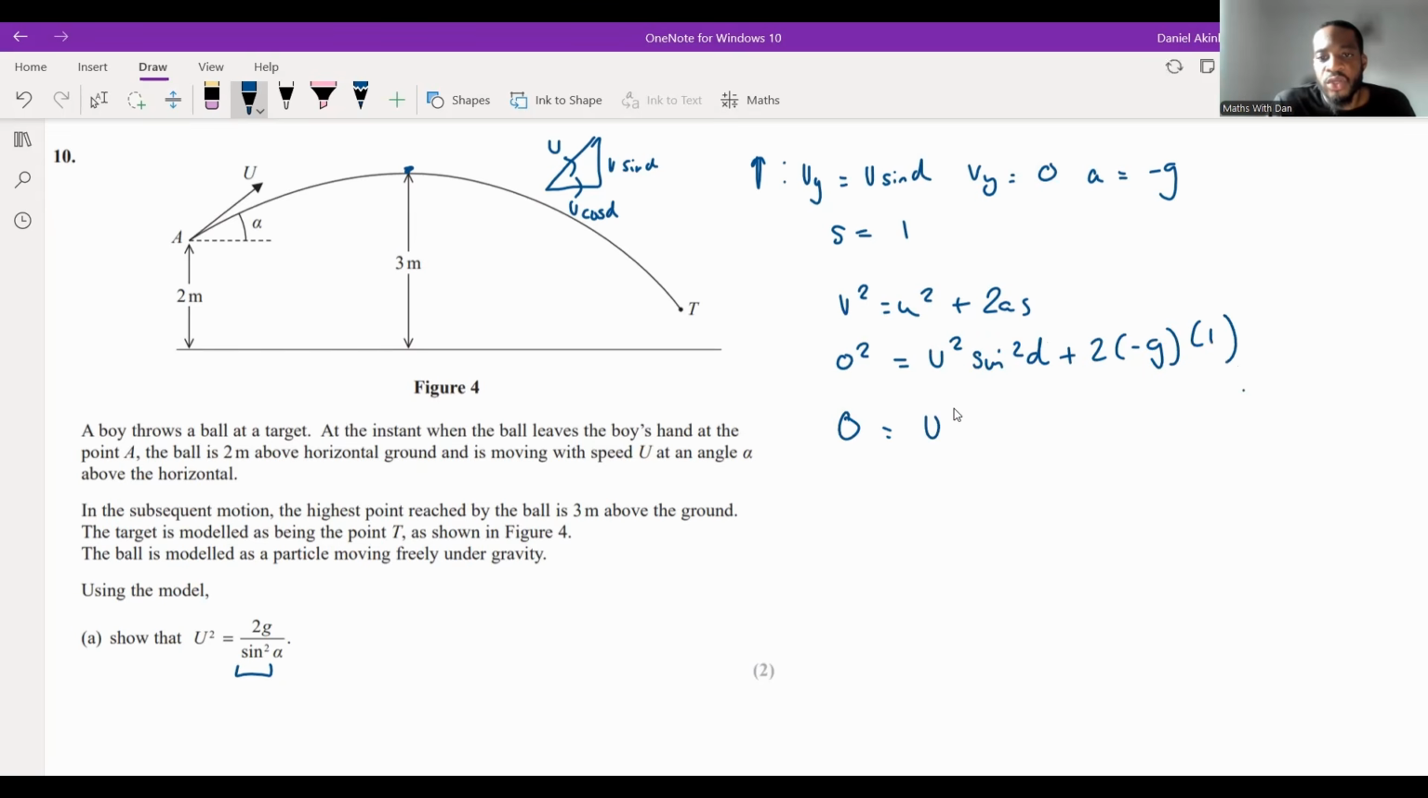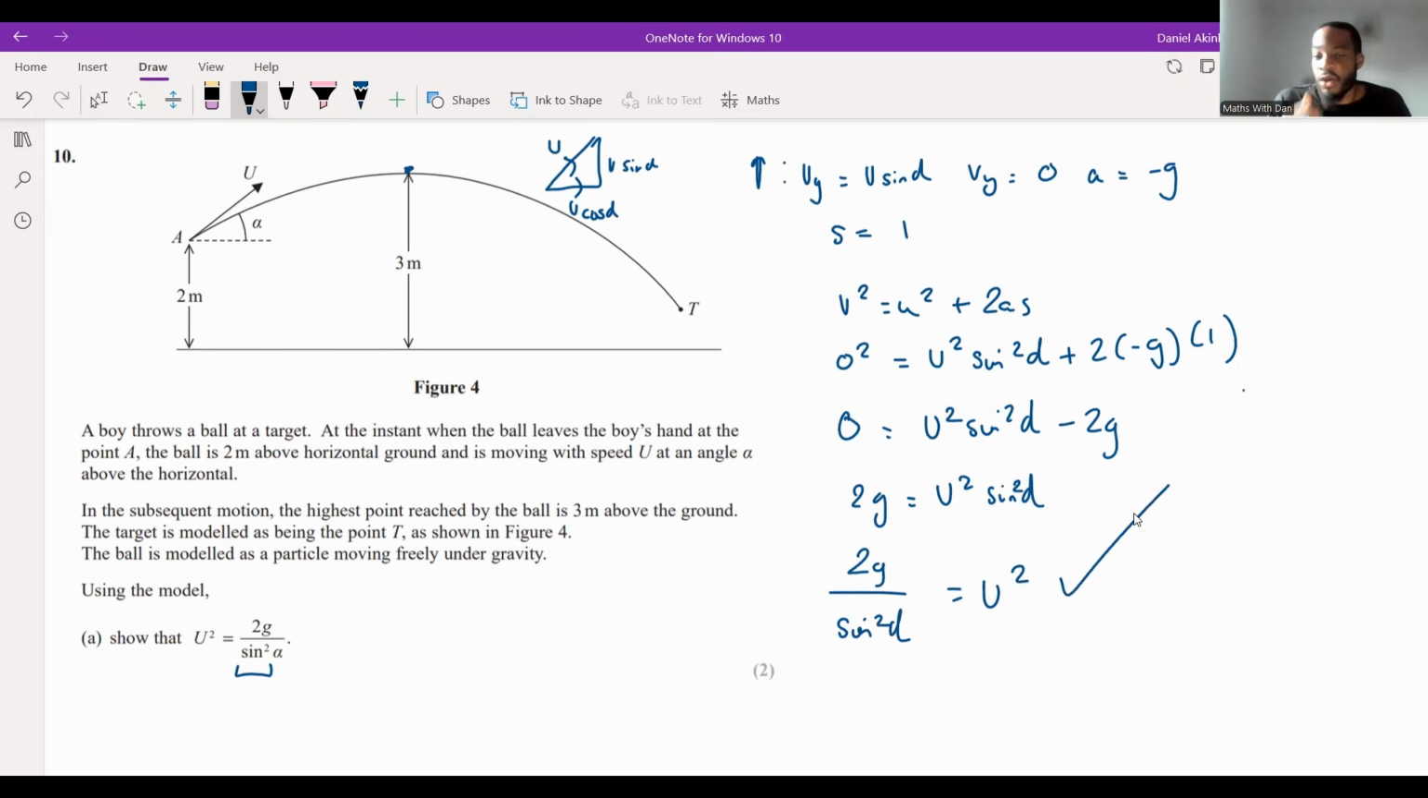Zero is going to equal u squared sine squared alpha minus 2g. That means that 2g is going to equal u squared sine squared alpha. And then u squared, dividing by sine squared alpha, is going to be 2g over sine squared alpha. And that's exactly what they got. Anybody get that correct? And if you didn't get that correct, does that make sense now? You guys happy with that? Yeah, well done. Good stuff.